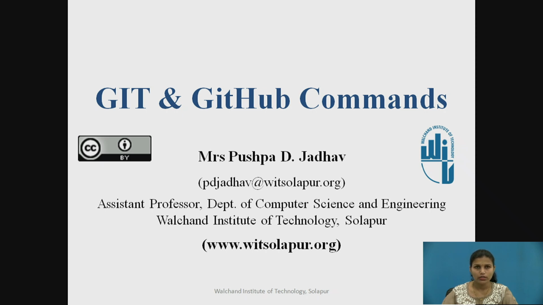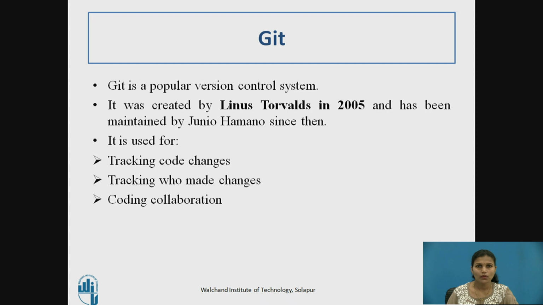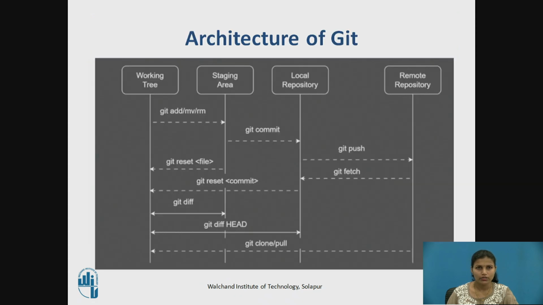So in today's session, we will see Git and GitHub commands. At the end of this session, the student will be able to learn what is Git, the architecture of Git, Git commands and GitHub commands. Basically, Git is a popular version control system. It was created by Linus Torvalds in 2005 and has been maintained by Junio Hamano. It is used for tracking code changes, tracking who made changes, and coding collaboration.